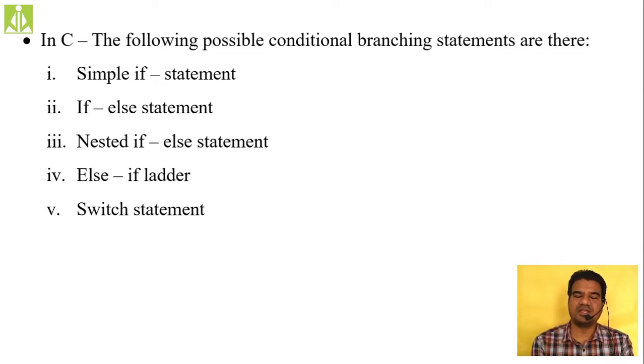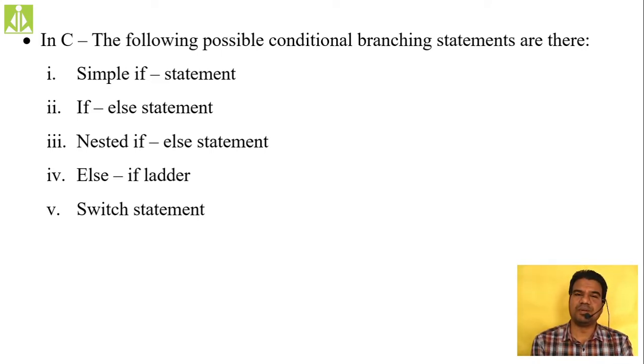Among all these 5, the first 3 come under two-way selection. Sorry, the first 2, and the last 2 come under multi-way selection. The nested if else is neither two-way nor multi-way, we can say. According to our requirement, we can convert it. If you want it to be a two-way, you can make it a two-way, and if you want it to be a multi-way, you can make it a multi-way.